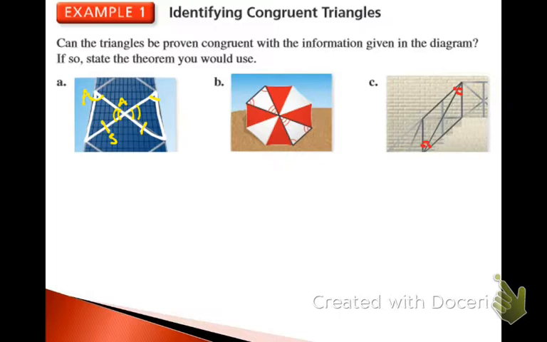So which theorem is this? Angle, angle, side. So it says, can the triangles be proven congruent? That's a yes. And then, if so, state the theorem. So we're saying angle, angle, side theorem.